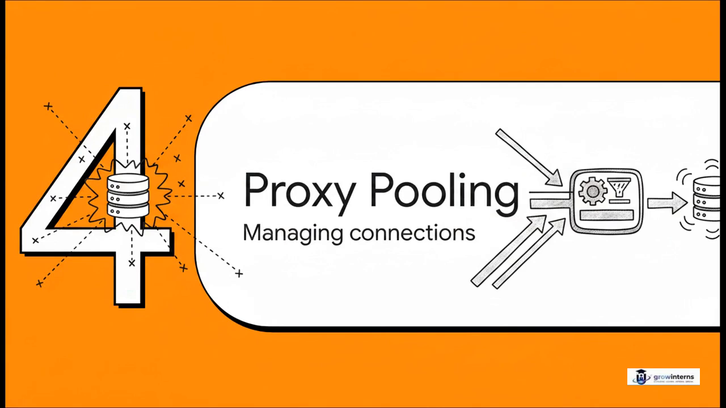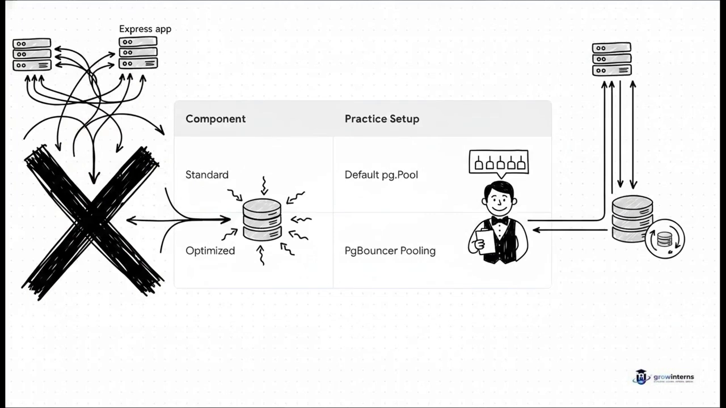Let's look at Section 4, proxy pooling with PgBouncer. To fix this whole mess, we need to shift away from standard default pools and move to an optimized PgBouncer setup. So, instead of your Express app talking directly to Postgres, it talks to PgBouncer. Going back to our restaurant analogy, PgBouncer acts exactly like a skilled maitre d'.